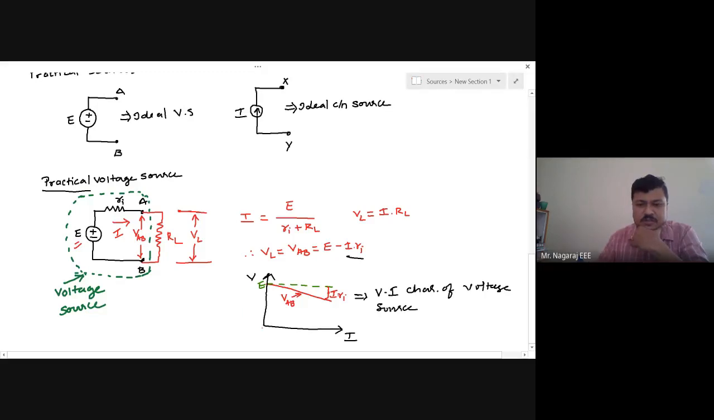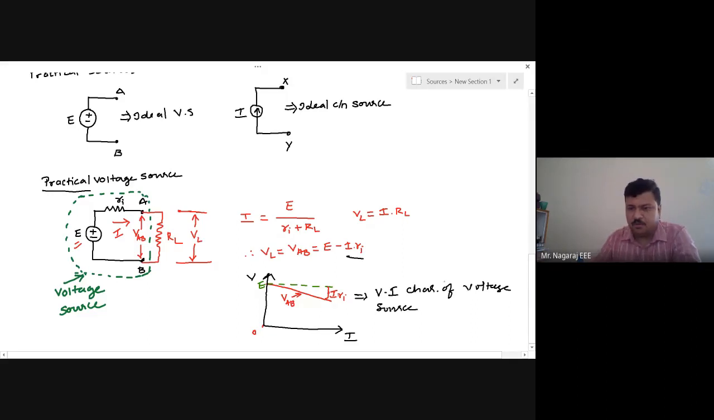When current is zero at the origin, VAB was equal to E. That is the open circuit condition. Now, if I go on adding load to the terminal, the current goes on increasing. As the current increases, the internal voltage drop across the internal resistance increases. So this gap goes on increasing as current increases. This is the VI characteristic of the practical voltage source.